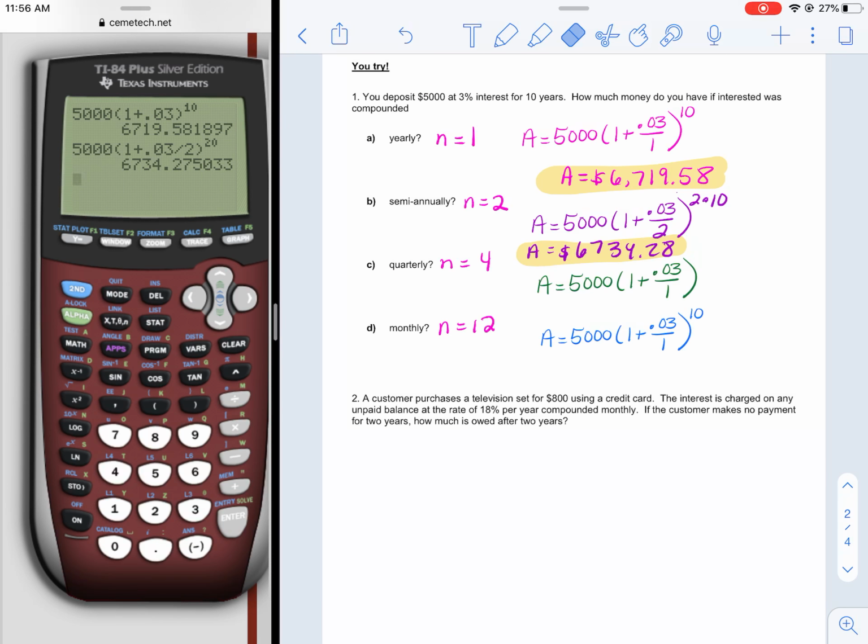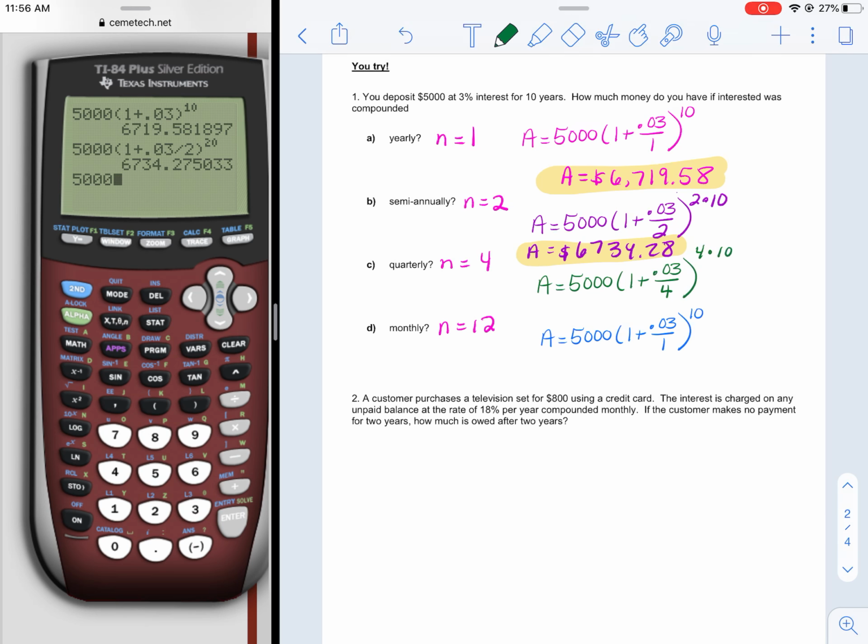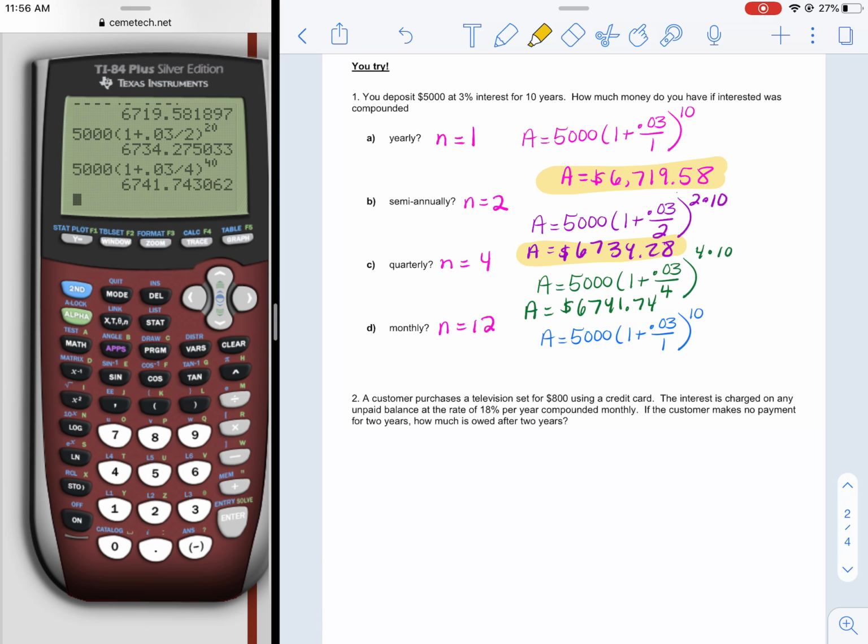Okay, so if interest is compounded quarterly, I'm going to divide by 4, and then my exponent is going to be 4 times 10. So 5,000 times 1 plus 0.03 divided by 4, and now my exponent is going to be 40. Notice the amount is getting bigger the more often that we compound. $6,741.74.